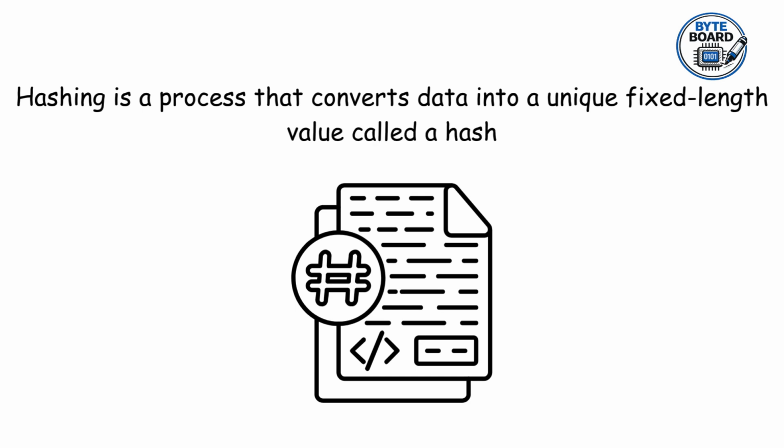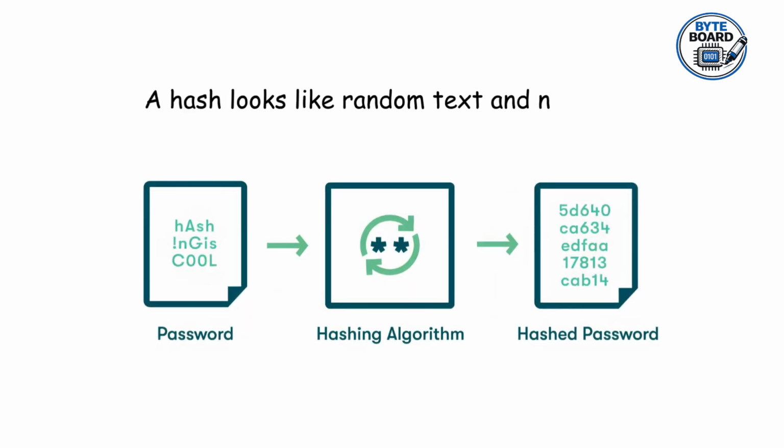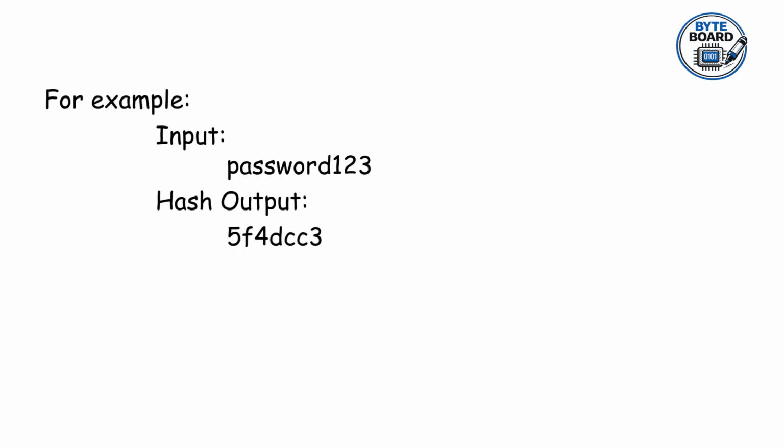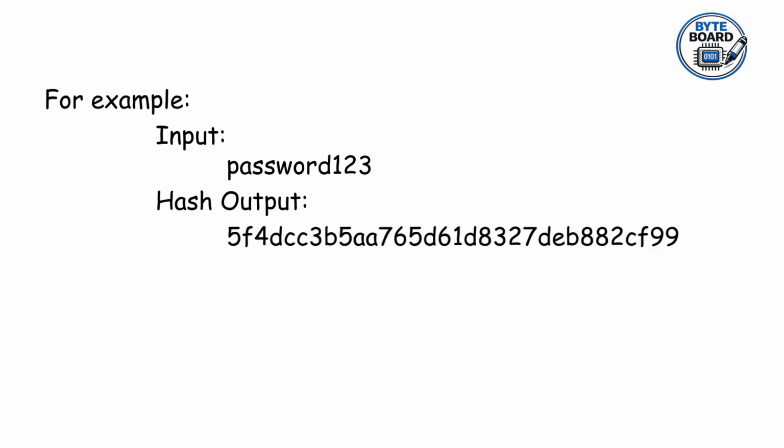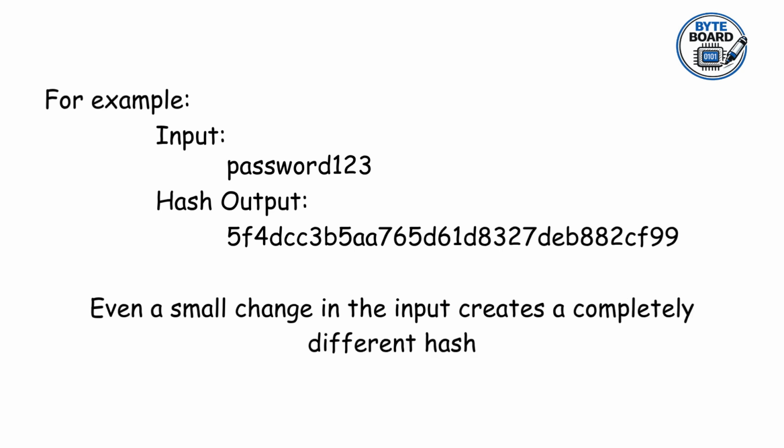What is hashing? Hashing is a process that converts data into a unique fixed-length value called a hash. A hash looks like random text and numbers. For example, input: password123, hash output: 5F4DCC3B5A765D61D8327DEB882CF99. Even a small change in the input creates a completely different hash.